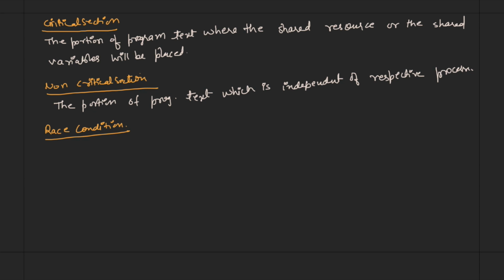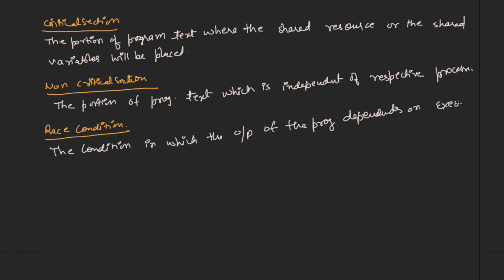The third definition which we need is the definition of race condition. So what exactly is a race condition? It is the condition in which the output of the program depends on the execution sequence of statements. That is called the race condition.